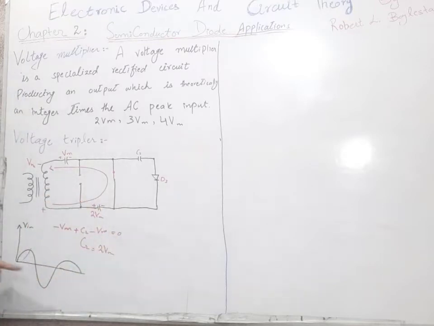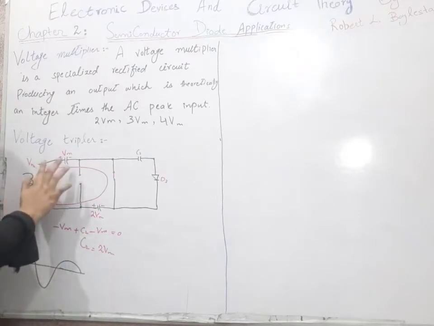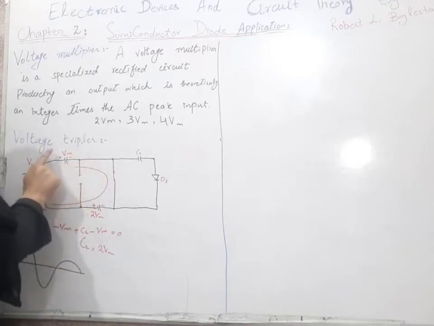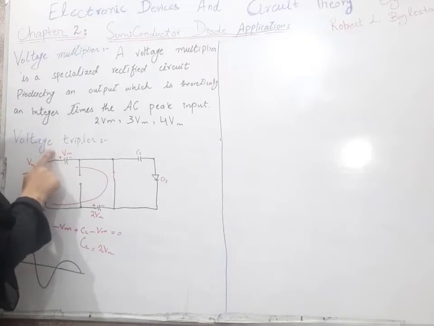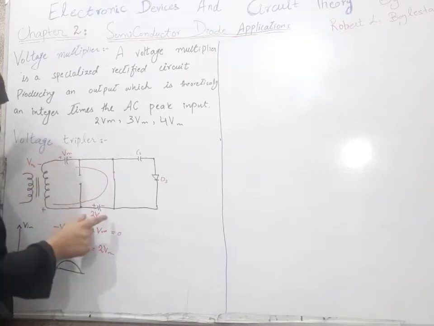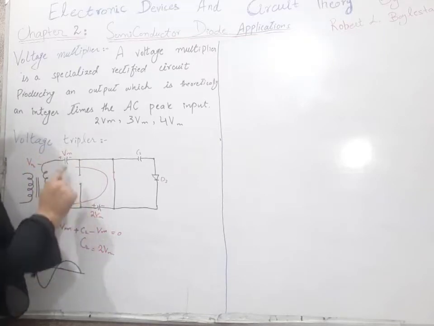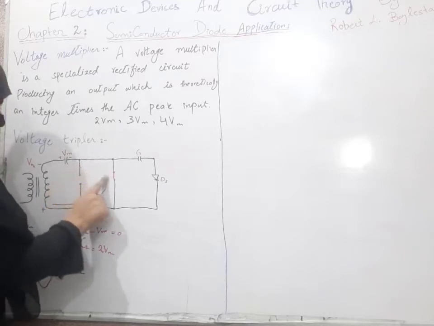Now again, when the positive half cycle comes, this capacitor is being discharged and this capacitor is charged to the level 2 Vm.